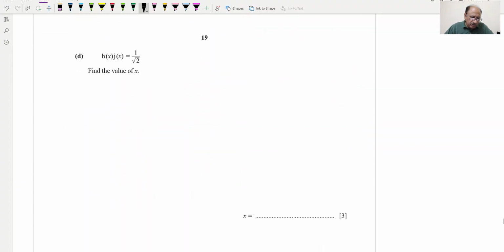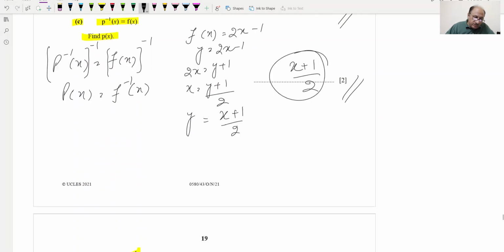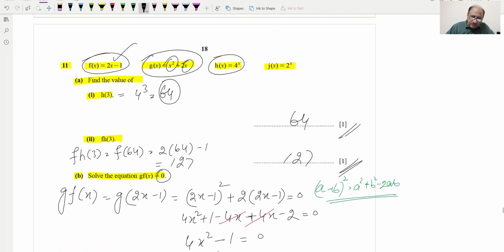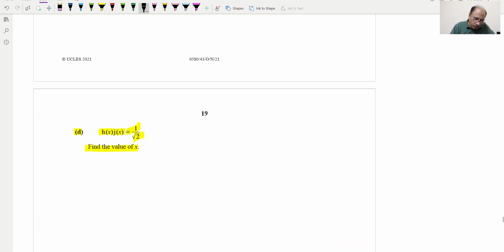Now we can move to the D part, and D part says h of x times j of x is equal to 1 by root 2. Find the value of x. Now what is h of x? If we check, h of x is 4 raised to the power x, and j of x is 2 raised to the power x, and this is equal to 1 over root 2.